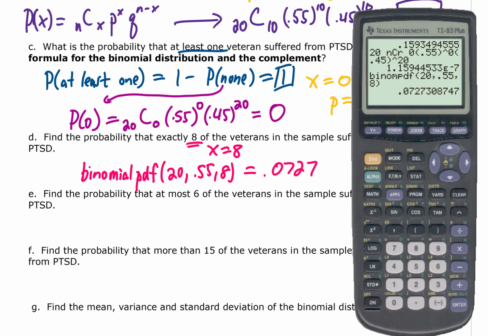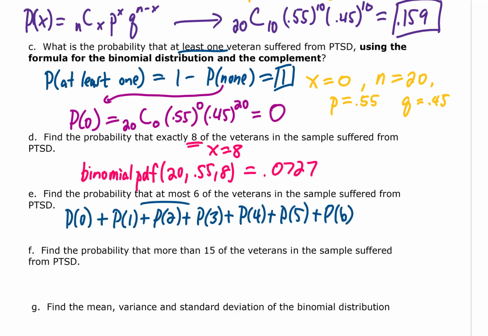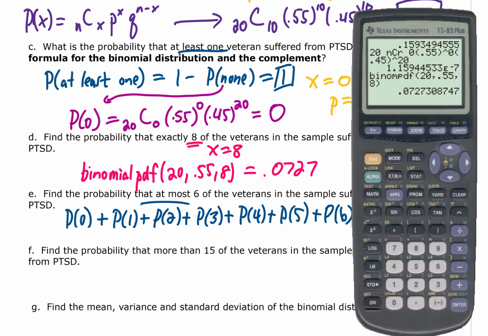The next question is find the probability that at most 6 of the veterans in the sample suffer from PTSD. Well, this might take us a minute, but we can use our calculator. This at most 6 thing means that we want the probability of 0 plus the probability of 1 plus all of the probabilities up to 6 veterans in the sample. And essentially what we have to do to calculate all these probabilities is just keep typing in this binomial probability distribution function with a different x value. So we can replace this 8 with 0, 1, 2, 3, all the way through 6, add all of those numbers that we get up, and we'll get ourselves an answer.